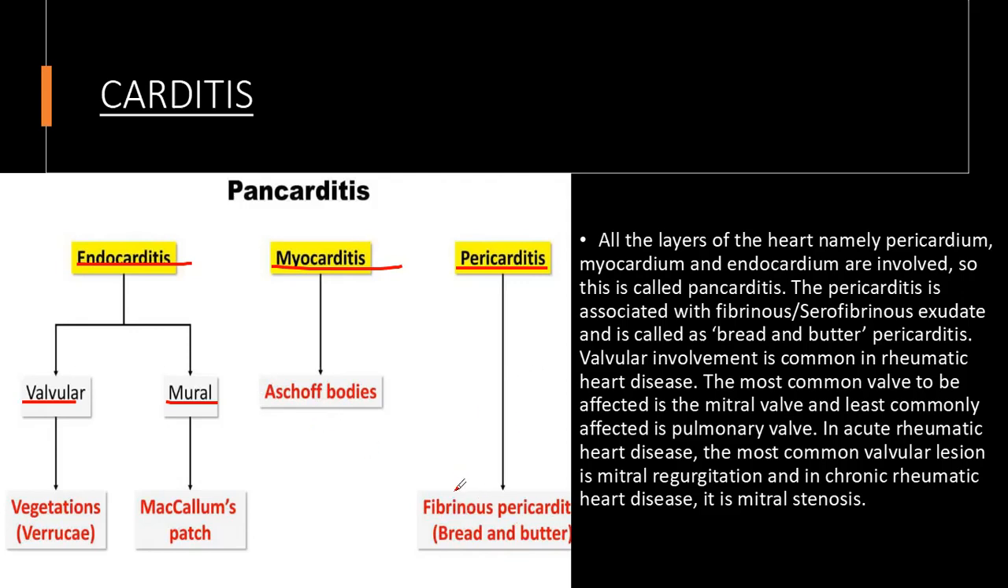Then in the pericardium, there will be a fibrinous pericarditis, which will present as bread and butter. I showed you that. And note that the most commonly affected valve is the mitral valve. Then the rest is the pulmonary valve, okay? And the most common valvular lesion is mitral regurgitation. And in chronic rheumatic heart disease, mitral stenosis. And mitral stenosis will present as the buttonhole appearance, the fish mouth appearance of the mitral valve.